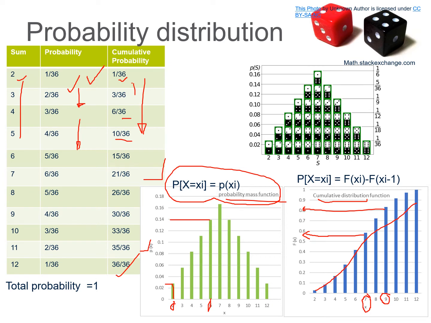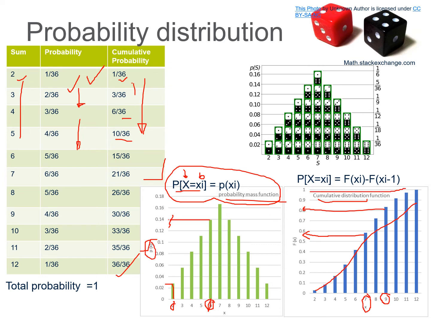Now, the probability of xi is the probability of x equal to xi for a discrete random variable. So how do we calculate this? It is the probability of x being equal to xi. That means this random variable, which is the sum, being equal to 6 has probability p(xi), which is 0.14.